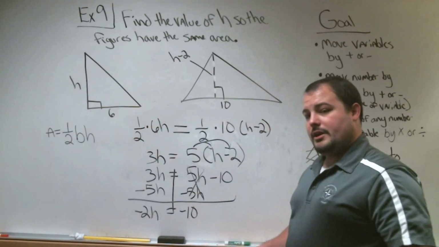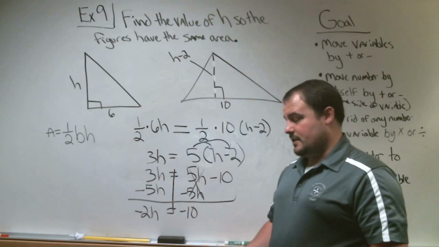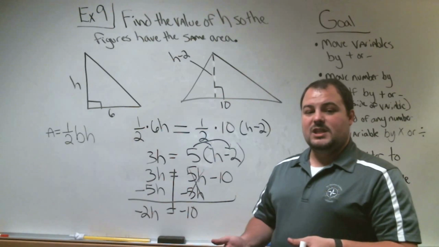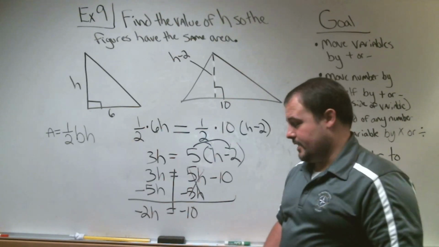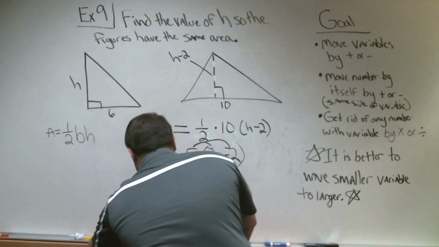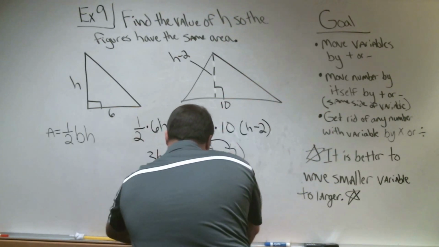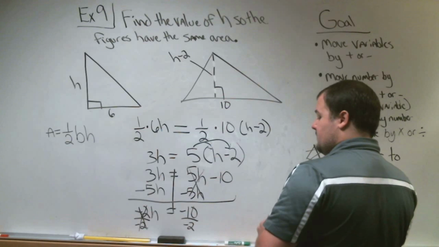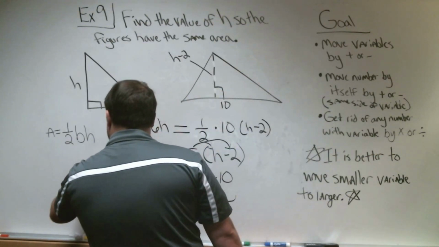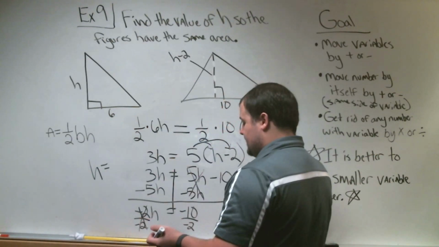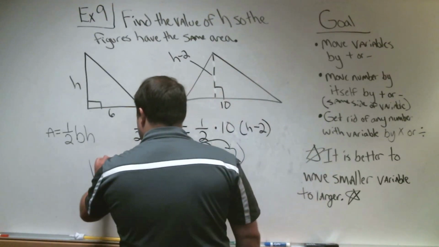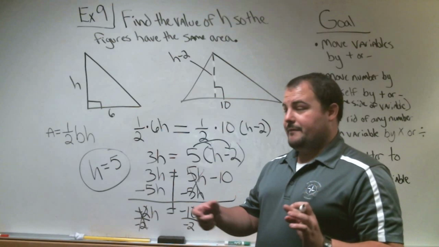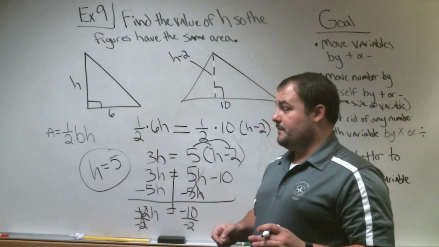So here's what we have. We have a negative 2 times the height equals negative 10. Last thing we've got to do is get rid of that number that's multiplying by h by dividing. So we divide by negative 2, divide by negative 2, a negative divided by negative is a positive. We get h equals 10 divided by 2, that's 5. So the height of these triangles would be 5, or at least this one's height is 5.